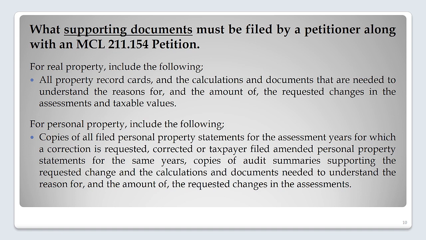taxable values. For personal property, the petitioner must include the following: copies of all filed personal property statements for the assessment years for which a correction is requested, corrected or taxpayer-filed amended personal property statements for the same years, copies of audit summaries supporting the requested change, if any, and the calculations and documents needed to understand the reason for and the amount of the requested changes in the assessments.